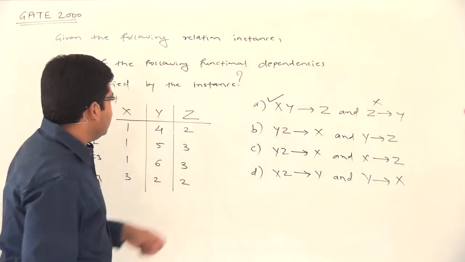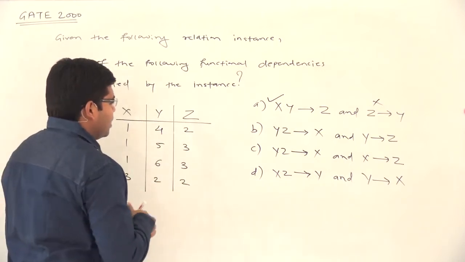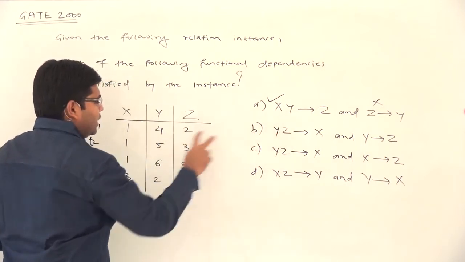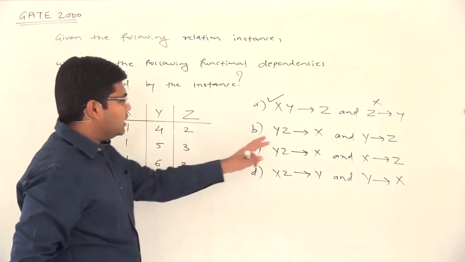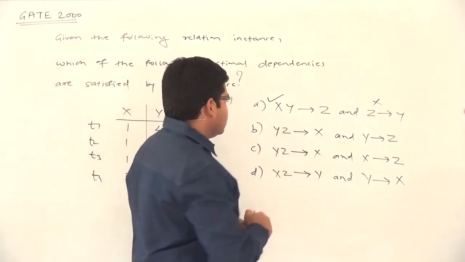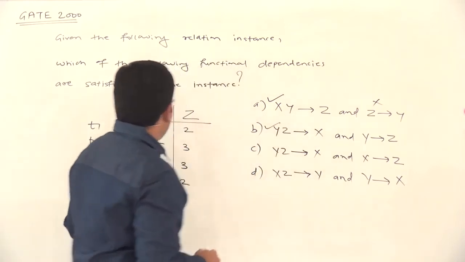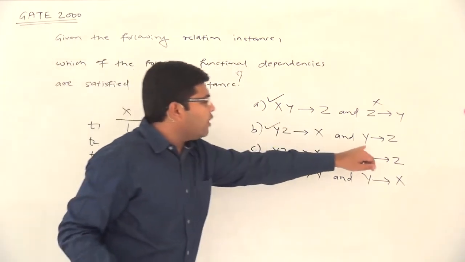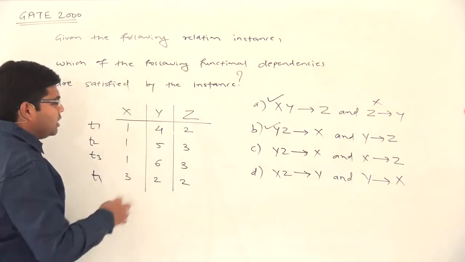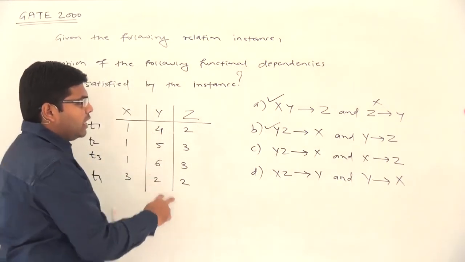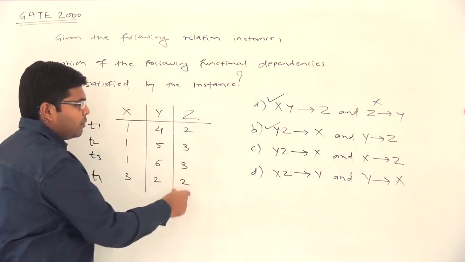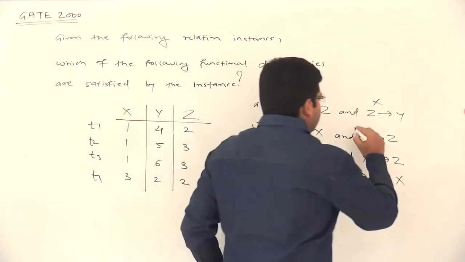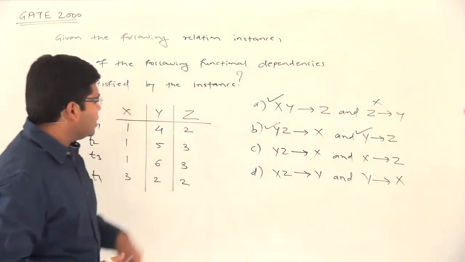Let's take option B. Again it is the YZ combination. Now we can see the left hand side is YZ: 4 2, 5 3, 6 3 and 2 2. There is no agreement on the left hand side, so you need not check the right hand side. The FD will be valid. After that we check the FD Y determines Z. Again the same reason: there is no agreement on the left hand side, which is Y alone, and that is why you need not check the right hand side, which is Z alone, and therefore this particular FD will also be valid. Let's check option C.